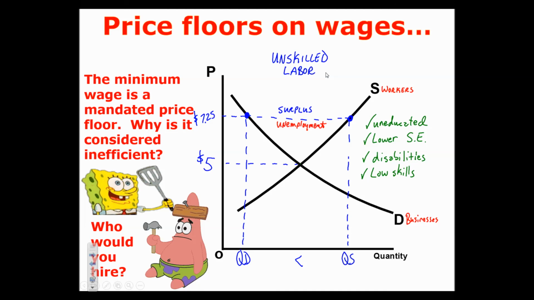The point being this, though: price floors lead to surpluses, price ceilings lead to shortages. Neither one of those is considered an efficient way to allocate resources. And so in a market system, we don't like to see those things just because it changes people's incentives.